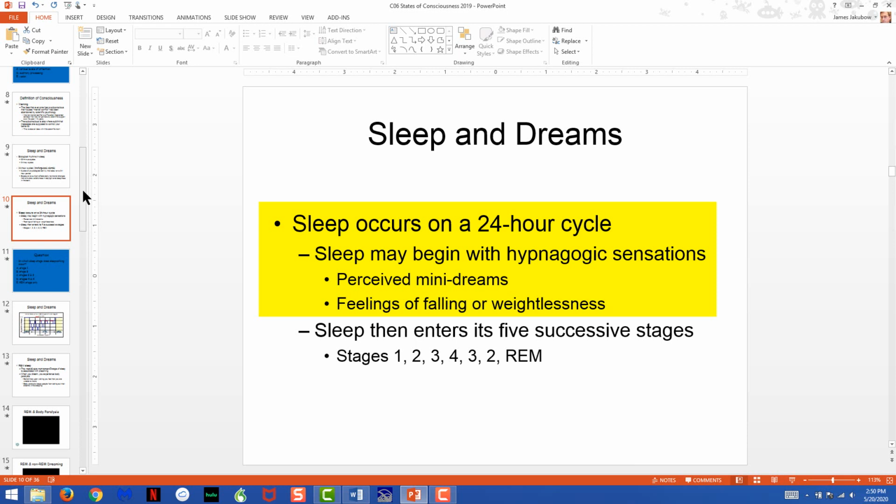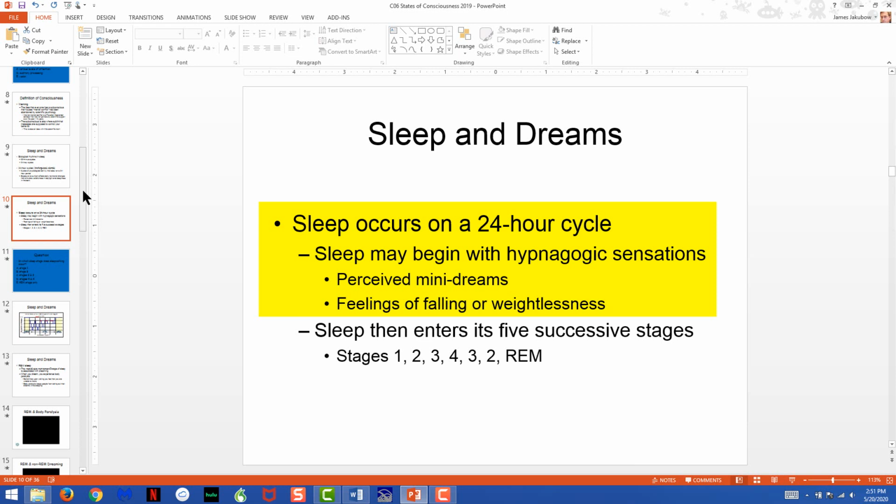And if you do stay asleep, you will go from that stage 1 to stage 2 to stage 3 to stage 4 and then work your way back to stage 3 to stage 2 and then into REM sleep, the period where you're actually going to be dreaming. Remember that you don't ever return to stage 1. You always replace it with REM sleep.